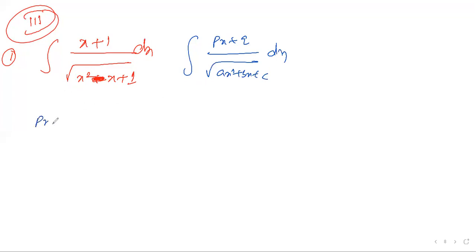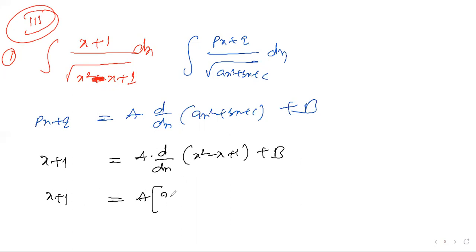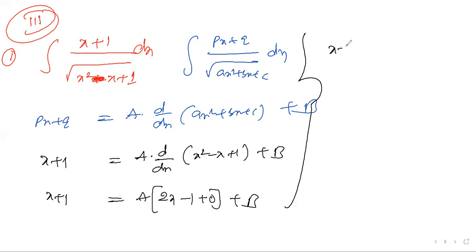px plus q, you have to write as a into d by dx of ax square plus bx plus c, plus b. In such a way, I'll equate x plus 1 is equal to a into d by dx of x square minus x plus 1, plus b. Now differentiate this one: x square means 2x, x means minus 1, and the constant gives 0, plus b. Clear? x plus 1 is equal to 2ax plus b. Any doubt in this? Okay.